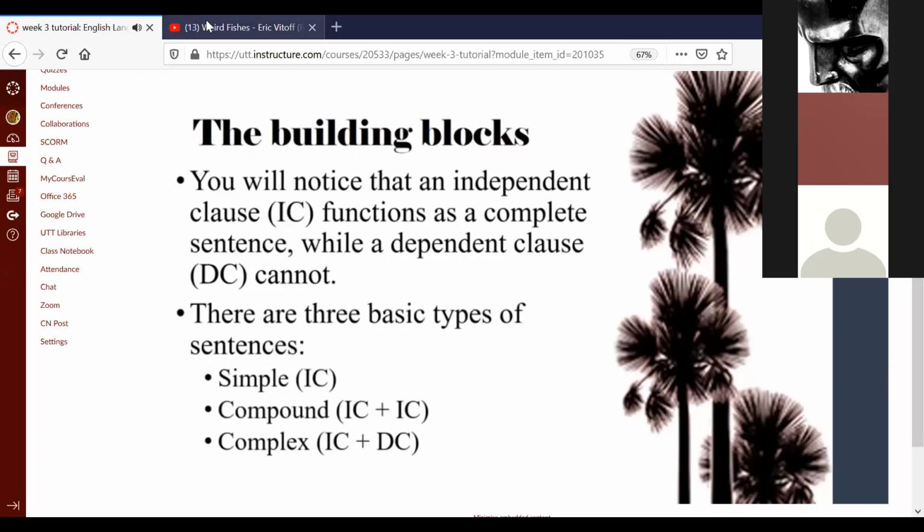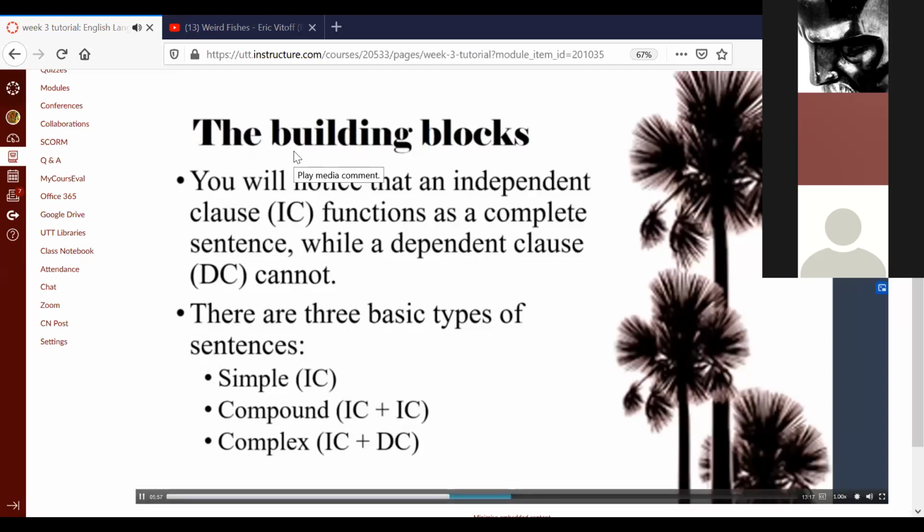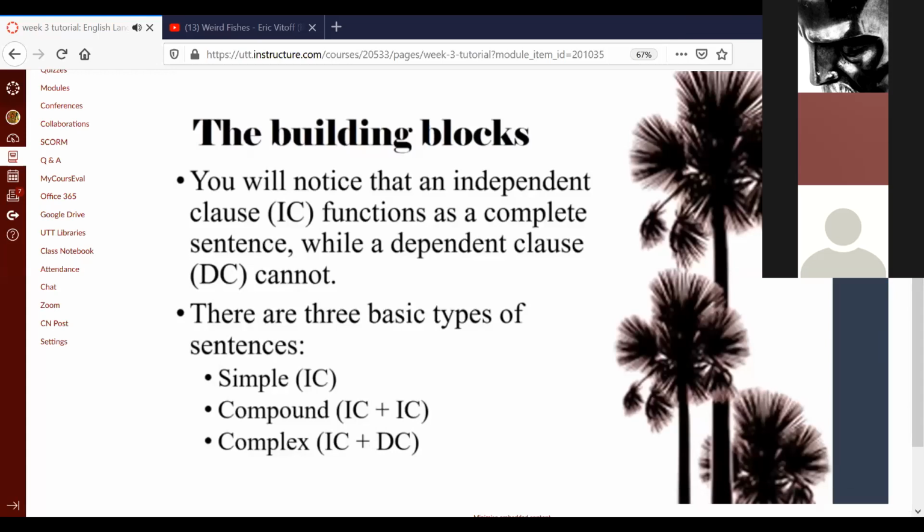There are three basic types of sentences: simple, which is an independent clause; compound, which is an independent clause joined to an independent clause; or complex, which is an independent clause joined to a dependent clause.